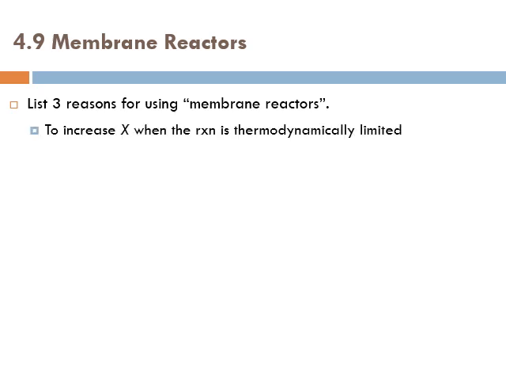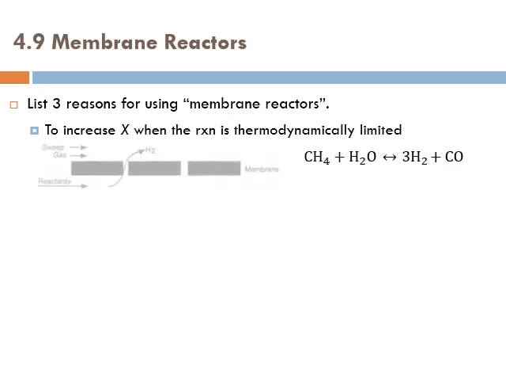The first benefit is to increase conversion when the reaction is thermodynamically limited. So, if the reaction is thermodynamically limited, meaning the equilibrium conversion is very small, therefore the conversion that you can achieve is also small. Then maybe the membrane reactor becomes useful here. Let's take this example, which is the steam reforming of methane. We discussed this reaction in chapter 1.